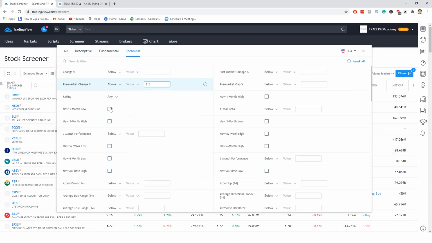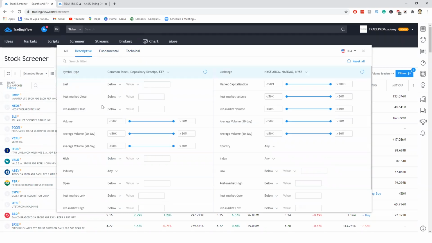And it's going to show us everything that has changed pre-market at least 1.5%. It doesn't have to gap, it just has to change. So if we go back to descriptive, we're going to be plugging away only at a few different things, right? If we go into volume, and I want something pre-market, let's say at least 100K. If you want to get really specific, at least 500K. So let's keep it at 100K pre-market volume, average volume per day.